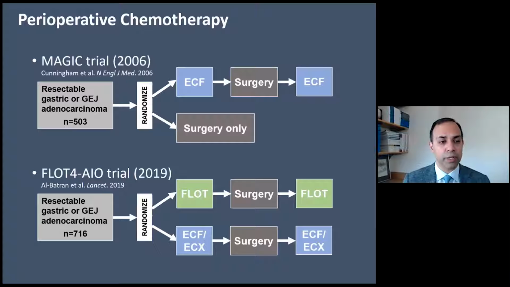A more recent trial, the FLOT4 trial, randomized patients to receiving either ECF or an equivalent regimen ECX involving the oral fluoropyrimidine capecitabine, or to receive FLOT, a regimen consisting of 5-FU, leucovorin, oxaliplatin, and docetaxel. Those patients receiving perioperative FLOT had improvements in survival compared to those receiving ECF or ECX, and this has rapidly been adopted as another standard of care.